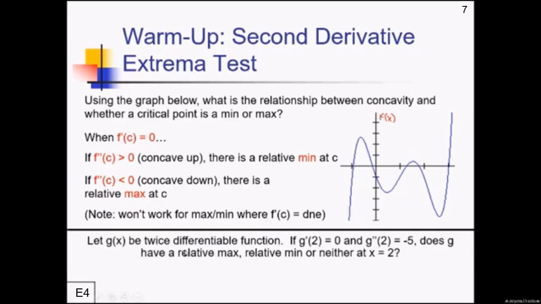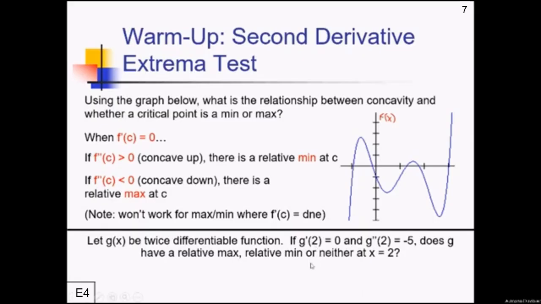For example, this example right here. Let g of x be a twice differentiable function, which tells us not a whole lot that's useful other than that you can take two derivatives. We've got g prime of 2 equals 0, g double prime of 2 equals negative 5. We want to know if g has a relative max, min, or neither at x equals 2. So this is a situation where you only have information about a function at a single x value. So we can't do sign analysis on g prime anymore. We don't know g prime of 1 or 3 or anything but 2.